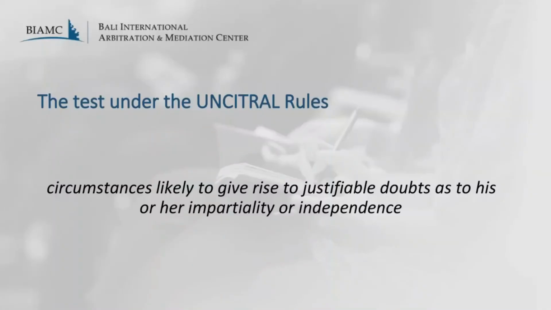So how do you test, in the words of the UNCITRAL rules, for circumstances likely to give rise to justifiable doubts as to his or her impartiality or independence? There are two recognized steps to the test for justifiable doubt.